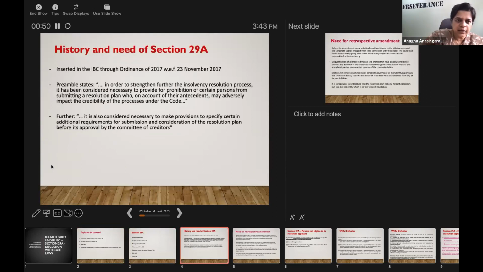So this 29A was inserted in the IBC through the Ordinance of 2017, and it was brought into effect from 23rd November 2017. The preamble of this Ordinance of 2017 says that in order to strengthen further the insolvency resolution process, it has been considered necessary to provide for prohibition of certain persons from submitting a resolution plan who, on account of their antecedents, may adversely impact the credibility of the processes under the Code, and that it is also considered necessary to make provisions to specify certain additional requirements for submission and consideration of the plan before its approval by the committee of creditors.